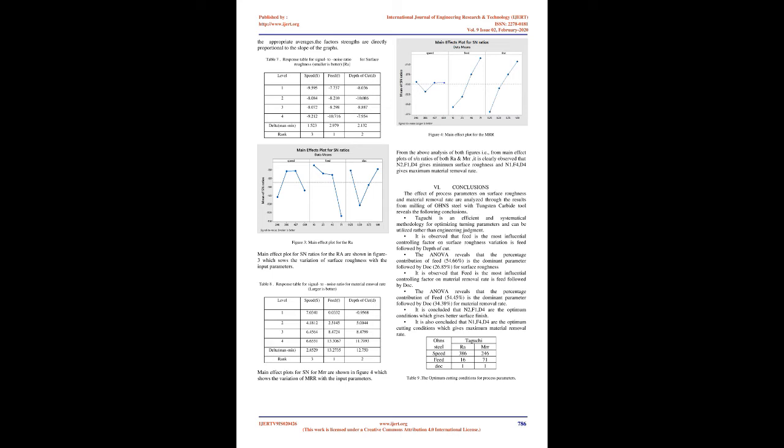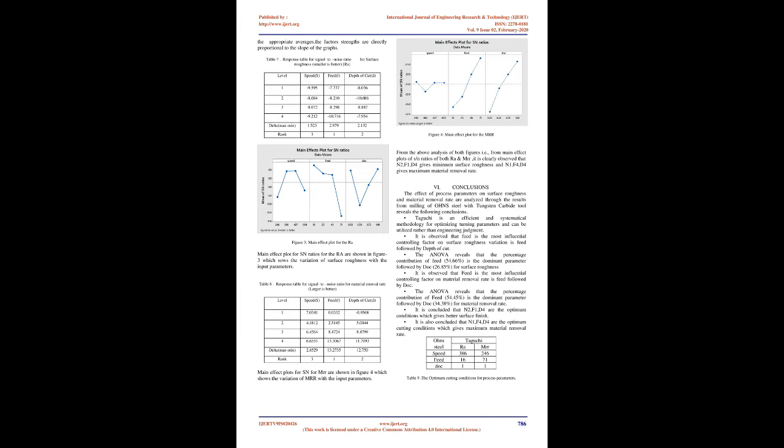Surface roughness is measured in each run by a surface roughness measuring instrument, and material removal rate by using initial weight, final weight, and time. Process parameters. The machining parameters depend on speed, feed, and depth of cut. Table 2 shows the range and levels of machining parameters considered for the experimental work.